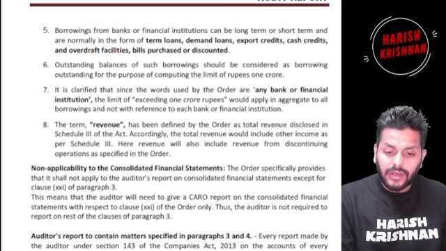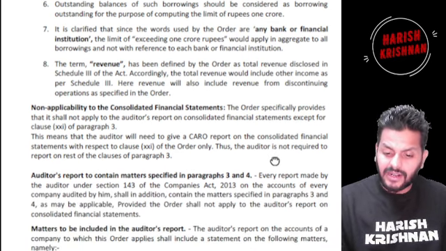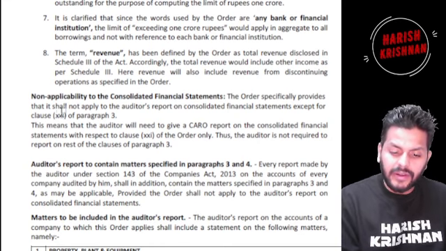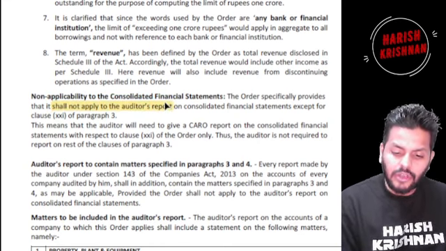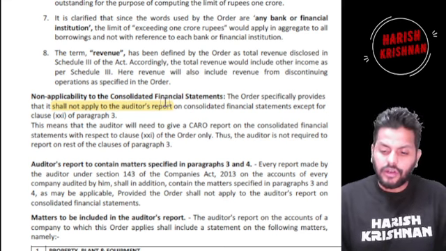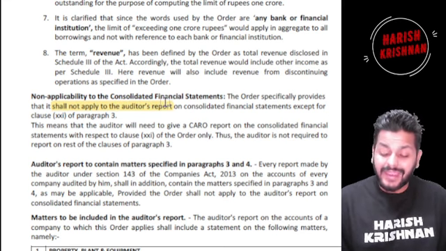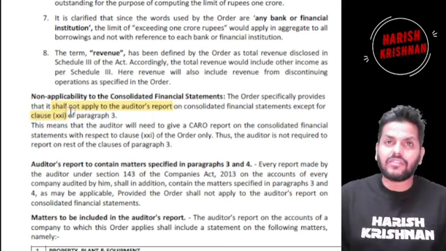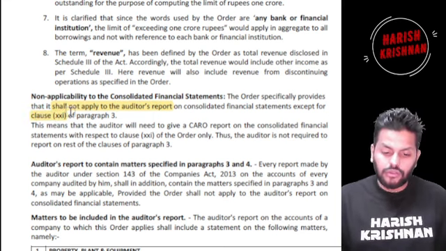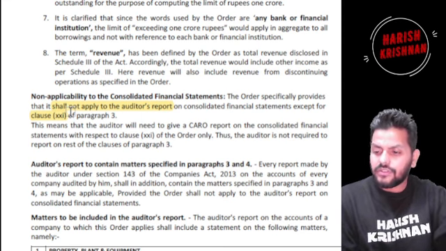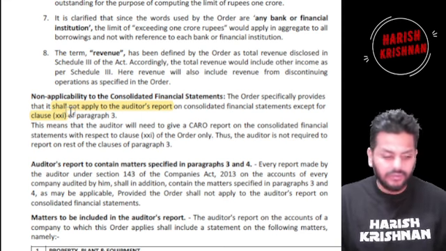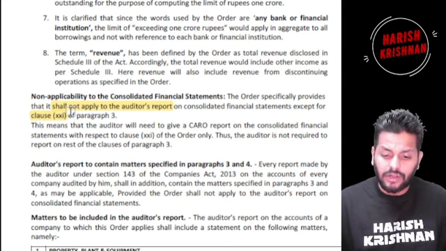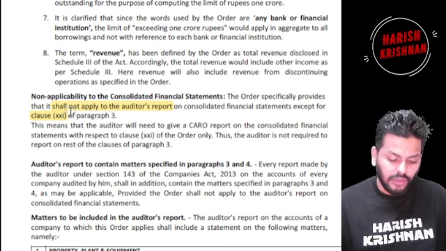Yeah, there is one particular point before we start with the clauses. Here is an important fact. The order specifically provides that it shall not apply to the auditor's report on consolidated financial statements except in case of clause 21. That is the last clause of CARO which is newly introduced, and we will obviously see what that clause is by the end of this video. Okay, so that is one point. Otherwise CARO is not applicable to consolidated financial statements. That's already a known point.